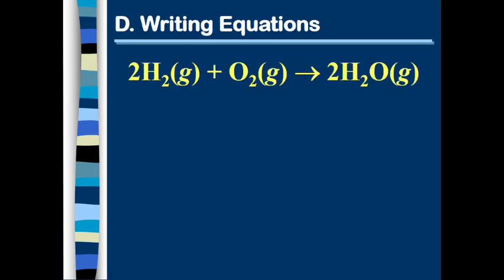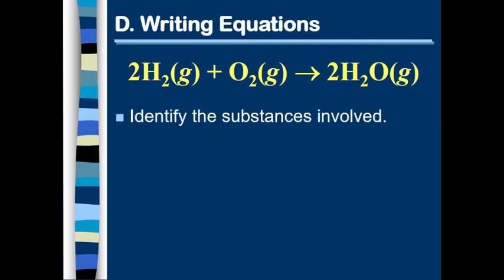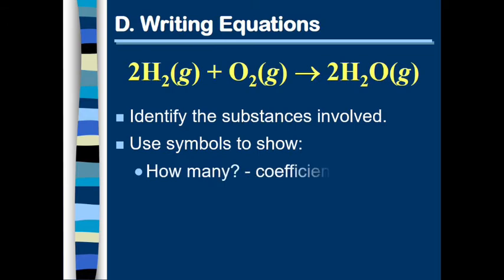Now, in writing equations, we're going to look at some of the descriptions and stuff that we have, but in writing your equations, things you need to consider. Identify the substances involved. We will use symbols to show coefficients, so that's highlighted there. My coefficients here are really 2, 1, which is understood, and 2. So those are my coefficients.